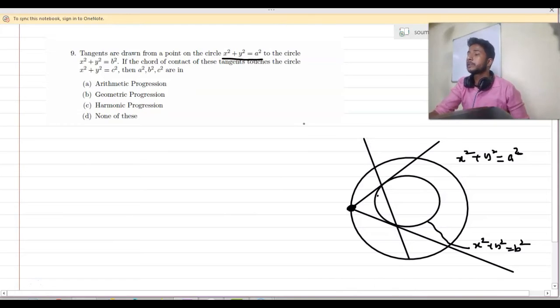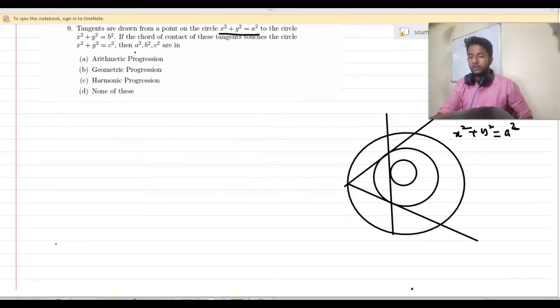So the question says this chord of contact touches the circle this, right? So I am drawing the large circle. So this is our required picture. This chord of contact touches this circle. So we have to find out the relation between A, B and C. I think this picture is clear to all of you. Let us start the solution.